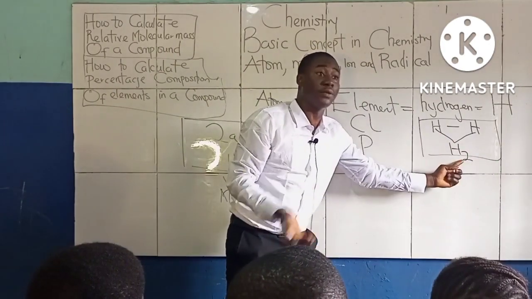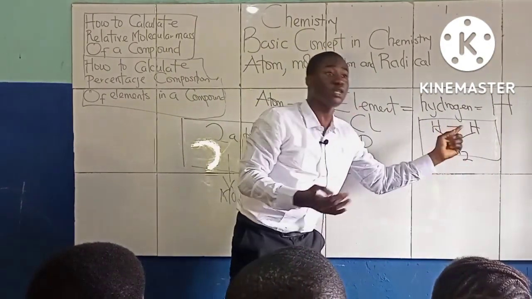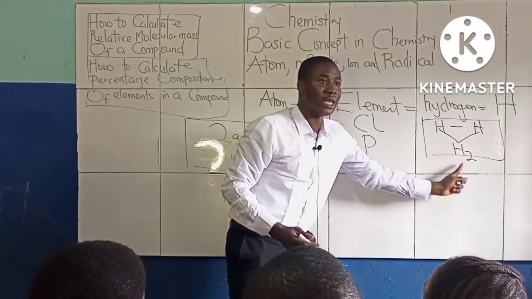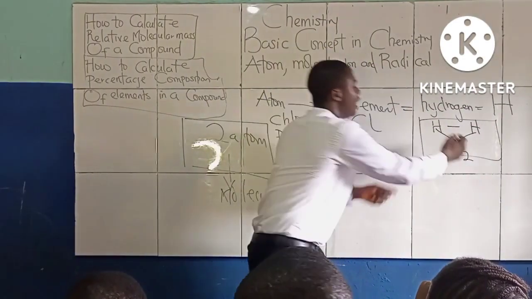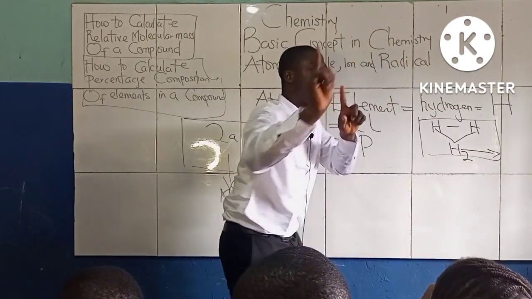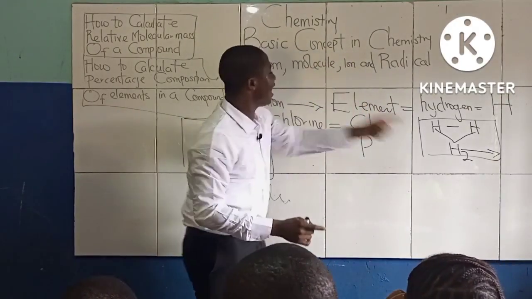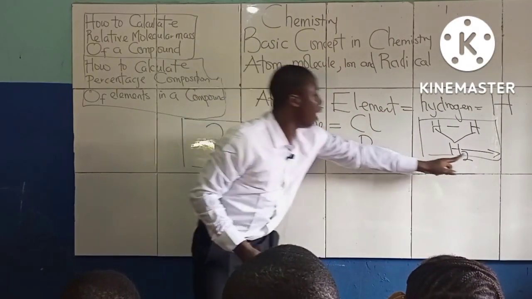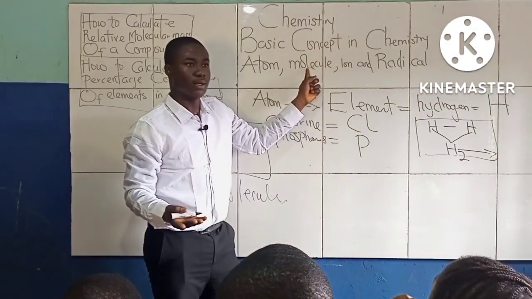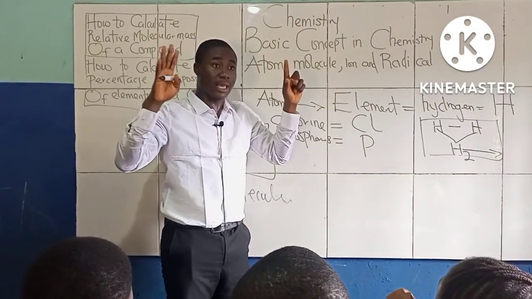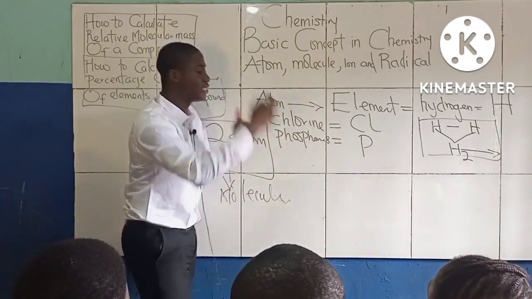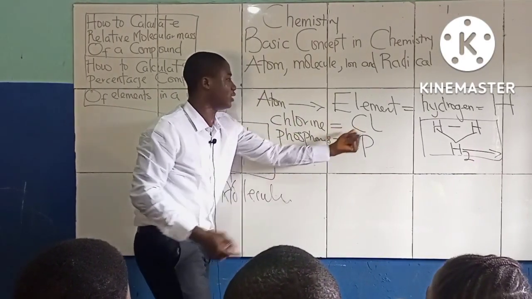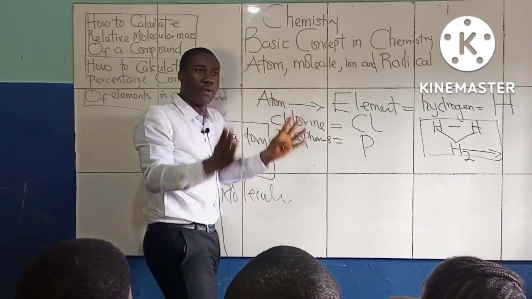Will I have H3? No. Because how many atoms of hydrogen are you seeing? Two. So I will have H2. Whenever you see H2, will you pronounce it as hydrogen atom or hydrogen molecule, class? Hydrogen molecule. I believe the concept is clear. Now, moving over to chlorine, we used earlier the atomic state of chlorine, chlorine atom, because it's just chlorine as an element.